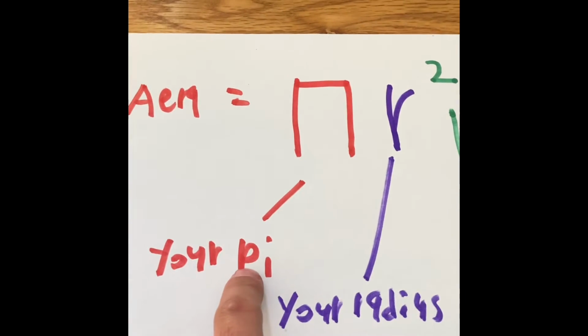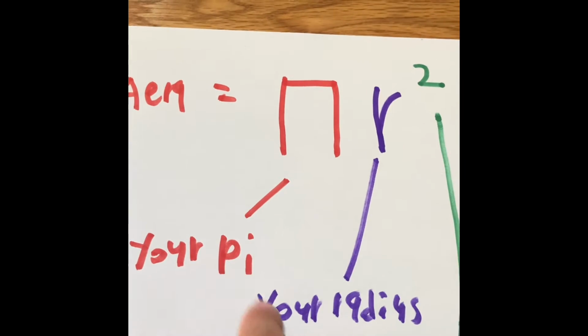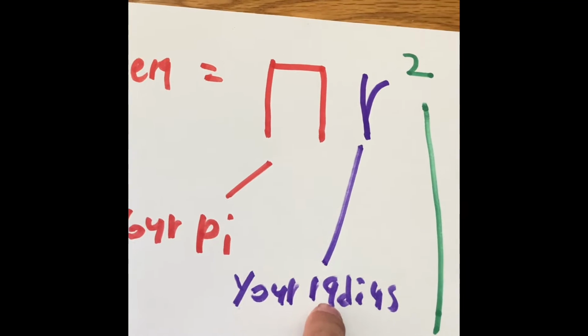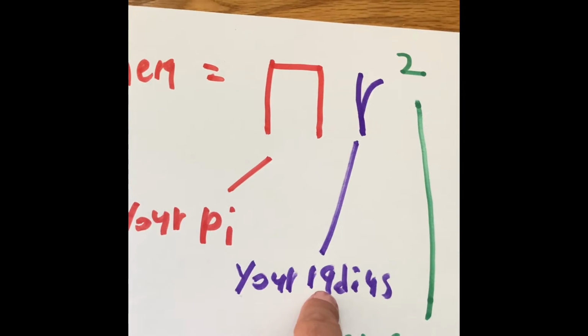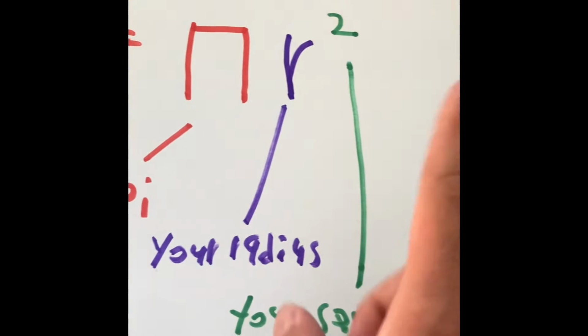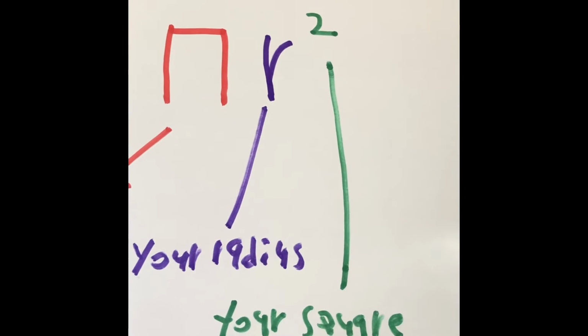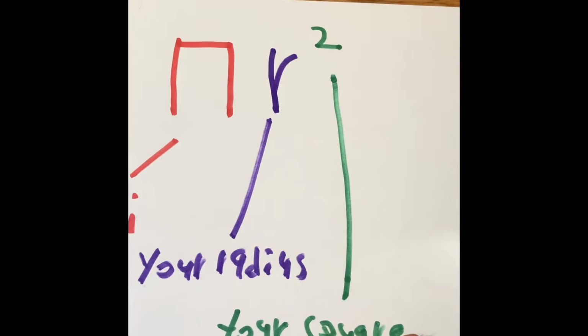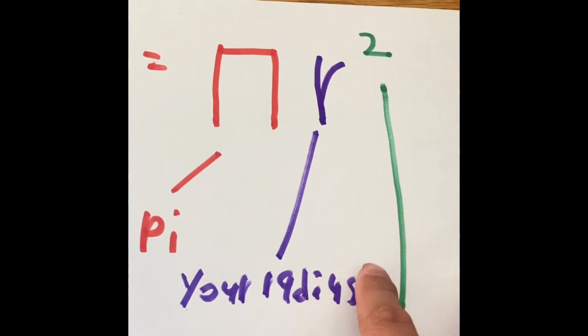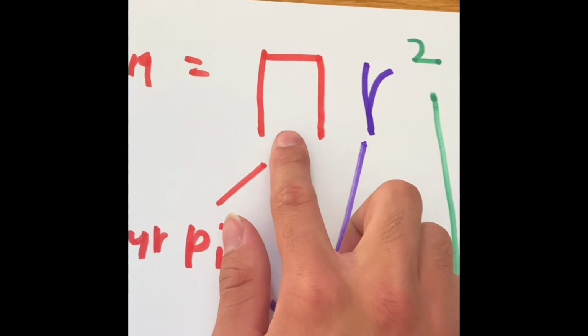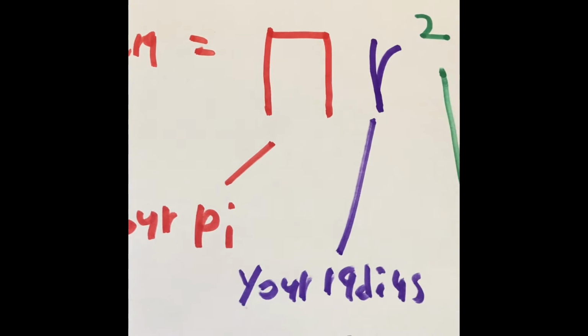Pi is a symbol that represents a number. The radius is something that can be measured on a circle. And the squared part means the radius is multiplied by itself. So here we go, let's start with understanding what pi is. Pi is an irrational number that's equal to about 3.14.